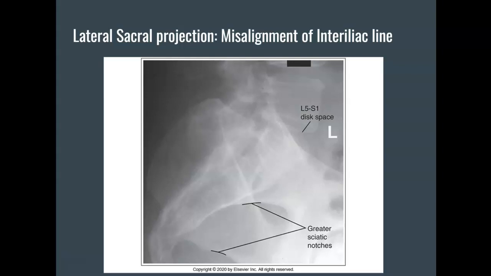I wanted to demonstrate for you what the misalignment of the interiliac line does for the projection. As you can see, your disc space between L5-S1 is closed, and we cannot visualize the intervertebral foramen. So there is some vertebral column flexion here.